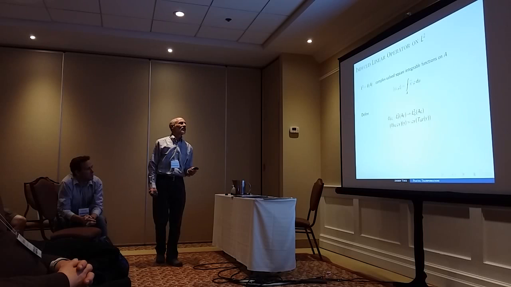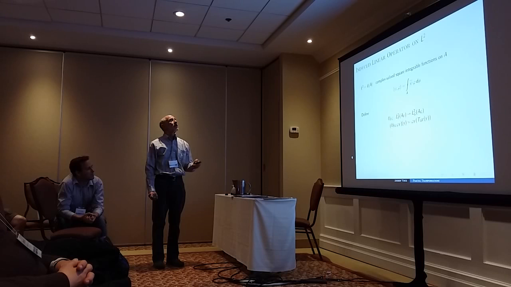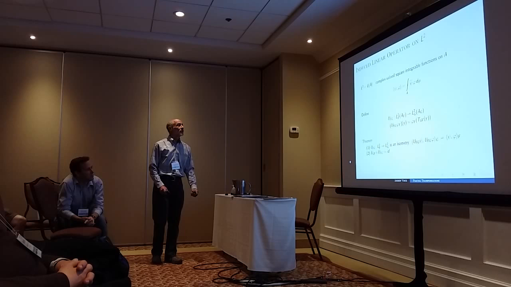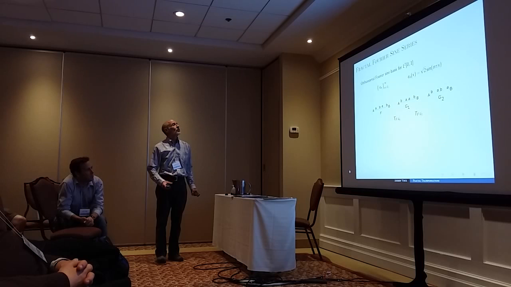If I want to know what happens to a function phi, then I say, okay, what does it do to y? You go backwards. You take the pullback from the fractal transformation, and you see what phi does on that. So you're just pulling it back. And it turns out that this induced linear operator is an isometry. In other words, it preserves the inner product. That's all I'm going to need.